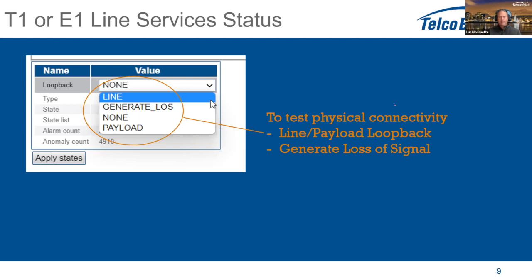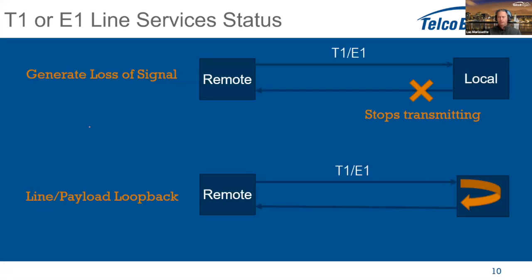The T1 debugging, T1 or E1, but it's also available in other layers. So you can do this at the DS3 and also at the OC3 layer. It helps you to debug the T1. So here you can change this information here and apply the state. So for example, by default you have none. So that means there's no loopback in the system. If you do a generate LOS, you will bring down the transmit. And if you do a line or a payload loopback, you will send back the information you receive. So this helps you to troubleshoot the system.